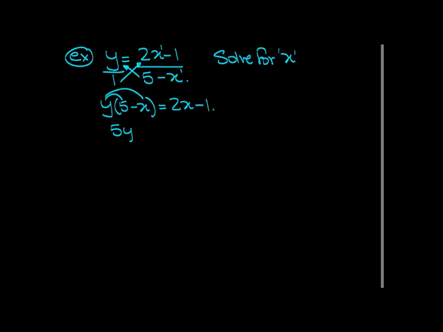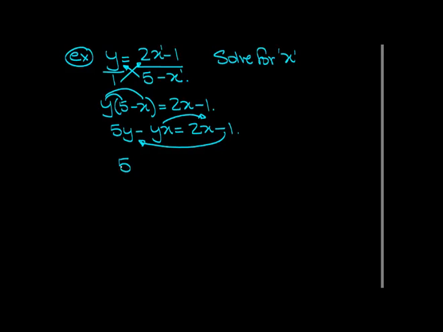I get 5y minus yx is equal to 2x minus 1. Now I want all the x terms on one side. Now you have a choice here. Either you can move the x terms to the left or to the right. I'm going to move them to the right this time. It doesn't matter. If you do the algebra correctly, it'll all work out.